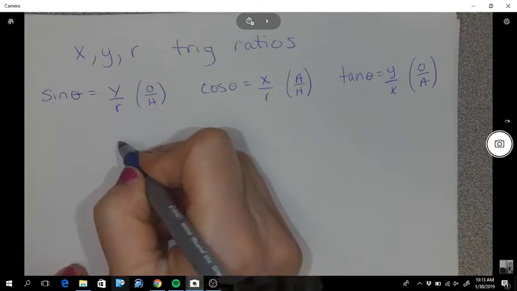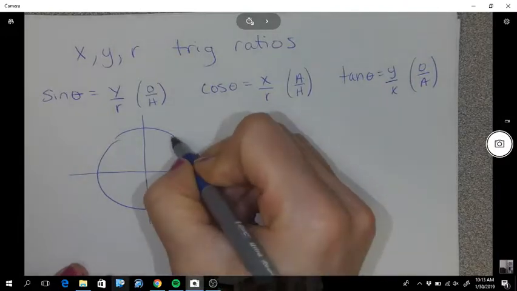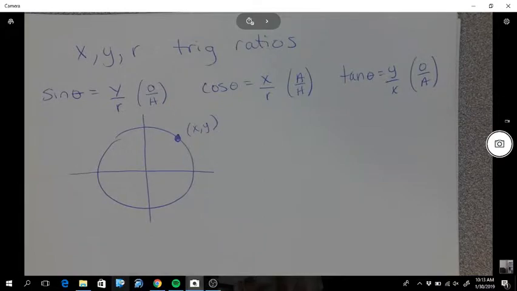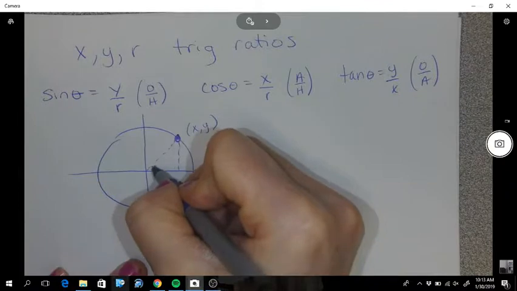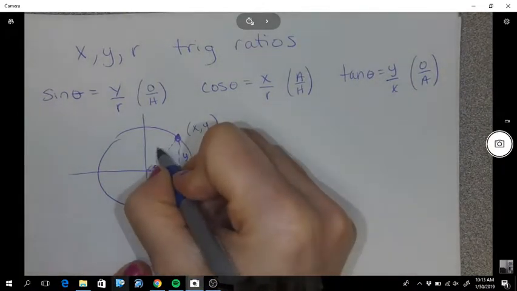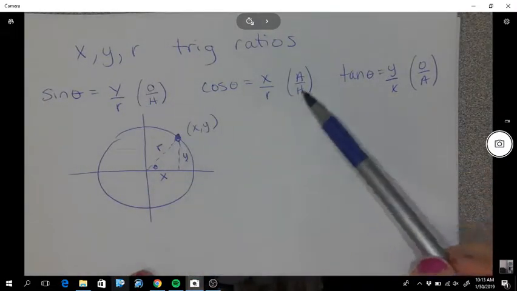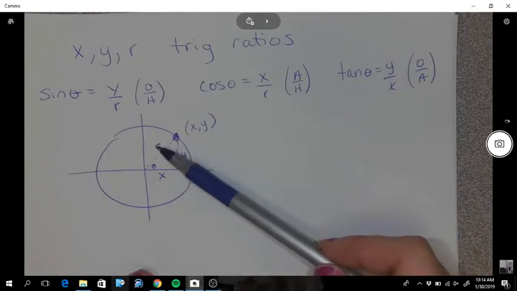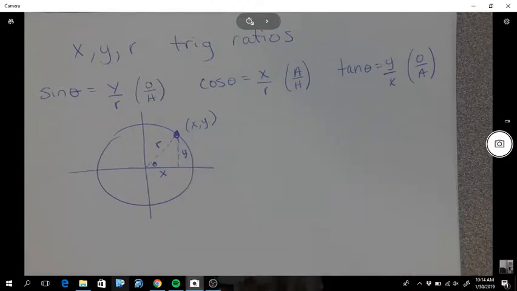Okay, so on a unit circle, we could take a point that has the coordinates x, comma, y. And then we talk about the angle, right, the x is here, the y is here, and this is the r value, the radius of the circle, and this is where they all come from. So the sine ratio is opposite over hypotenuse, so it's the ratio of the y over the r. Okay, so that's where they all come from.